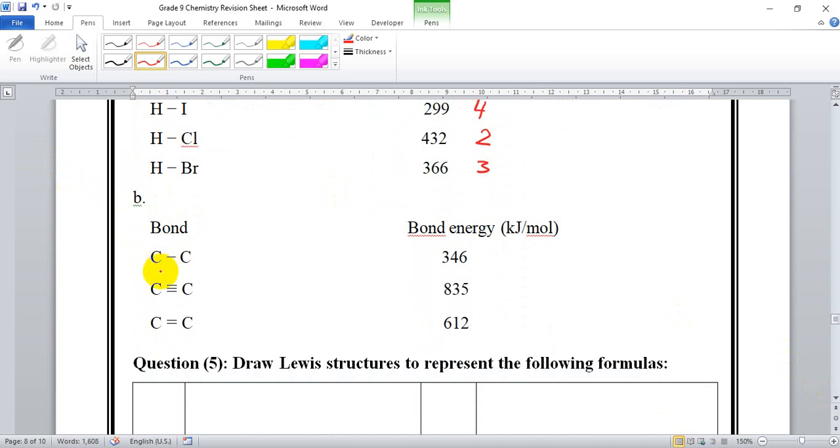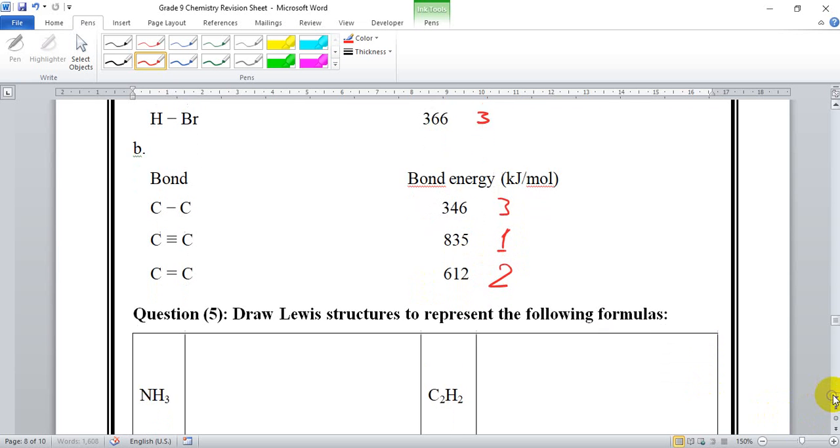Here, C single bond C, C triple bond C, and C double bond C. Which one of them has the shortest bond length? Which one has the largest bond energy? C triple bond C, 835. So this is the shortest bond length, and this is the second one and the third one. Okay.